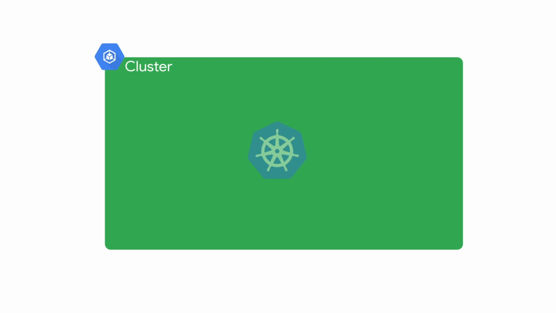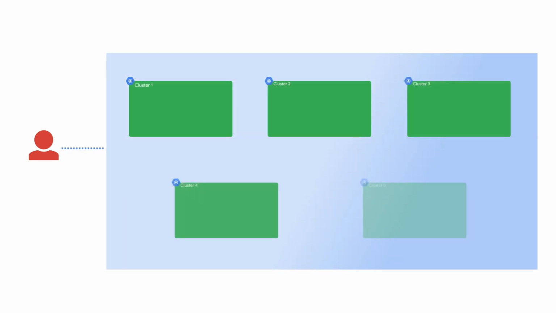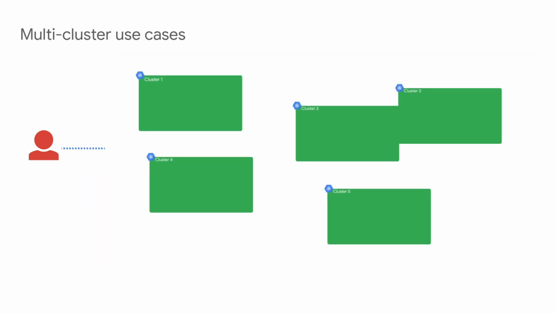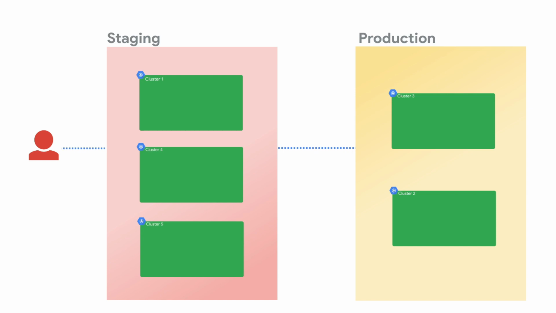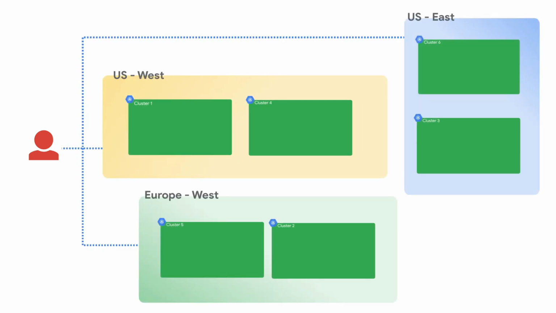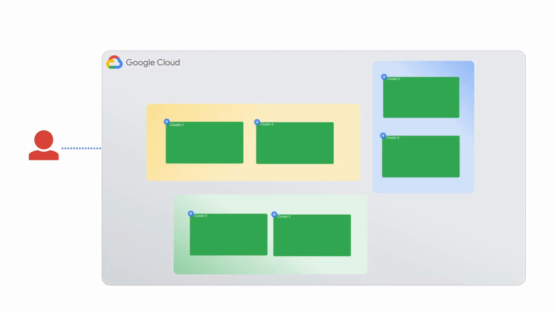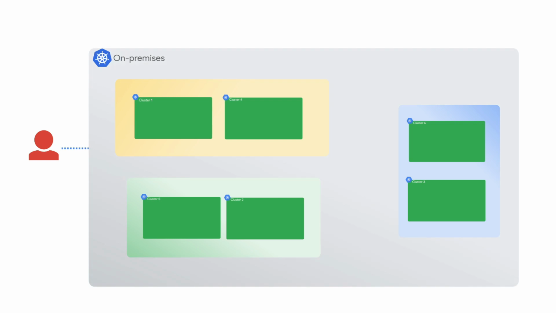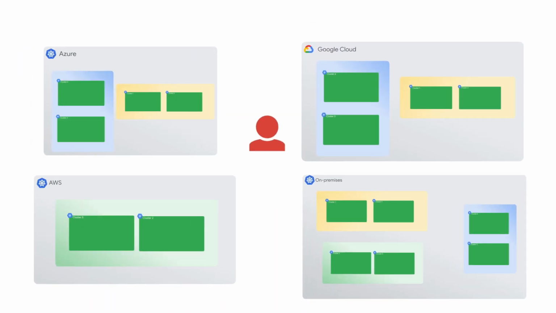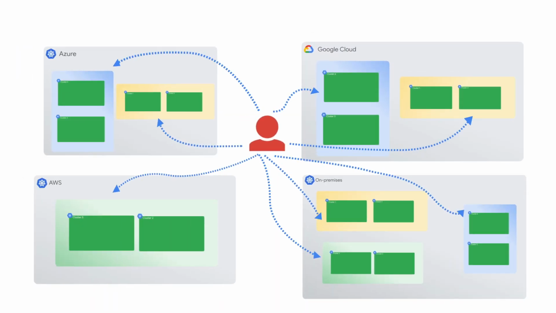Now, your cluster environment may contain just a single Kubernetes cluster, or you may choose to have multiple clusters. There are many reasons why you may choose to deploy multiple clusters. For example, you may want to separate staging from production environments, or you may want to have clusters in different regions, and so on. And maybe you have these clusters in Google Cloud, or across multiple cloud providers, on-premises, or a combination of all of these. It can get pretty complex to manage these multi-cluster deployments across multiple environments. That's where fleets come in.